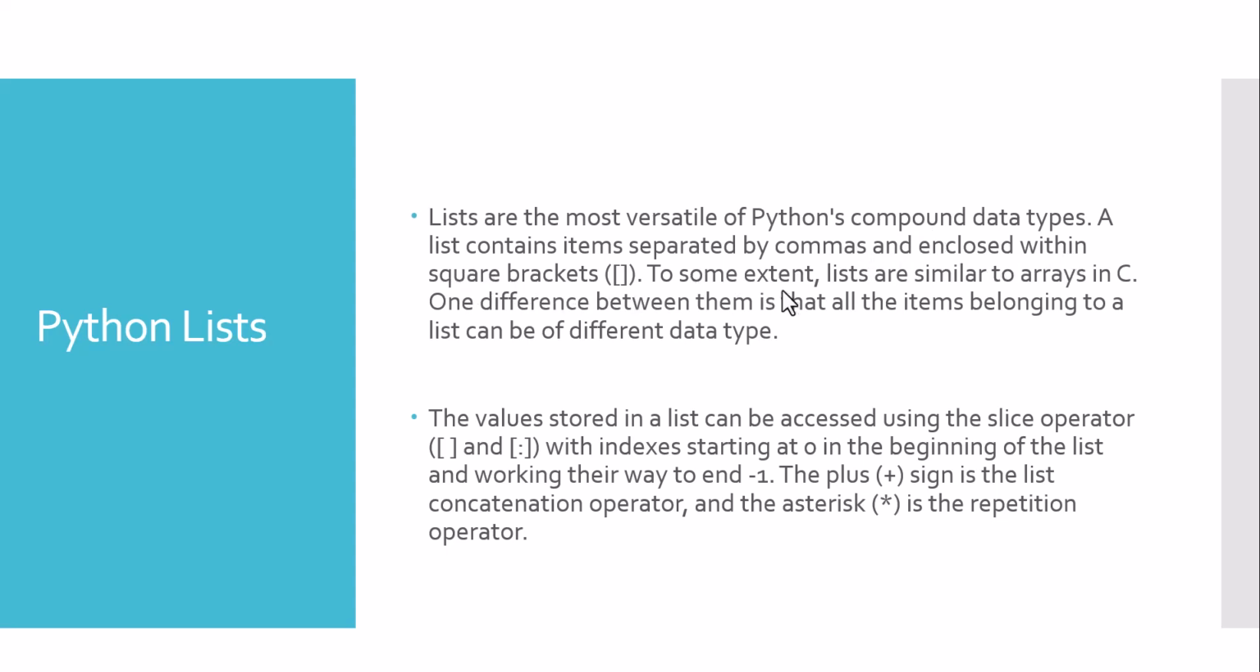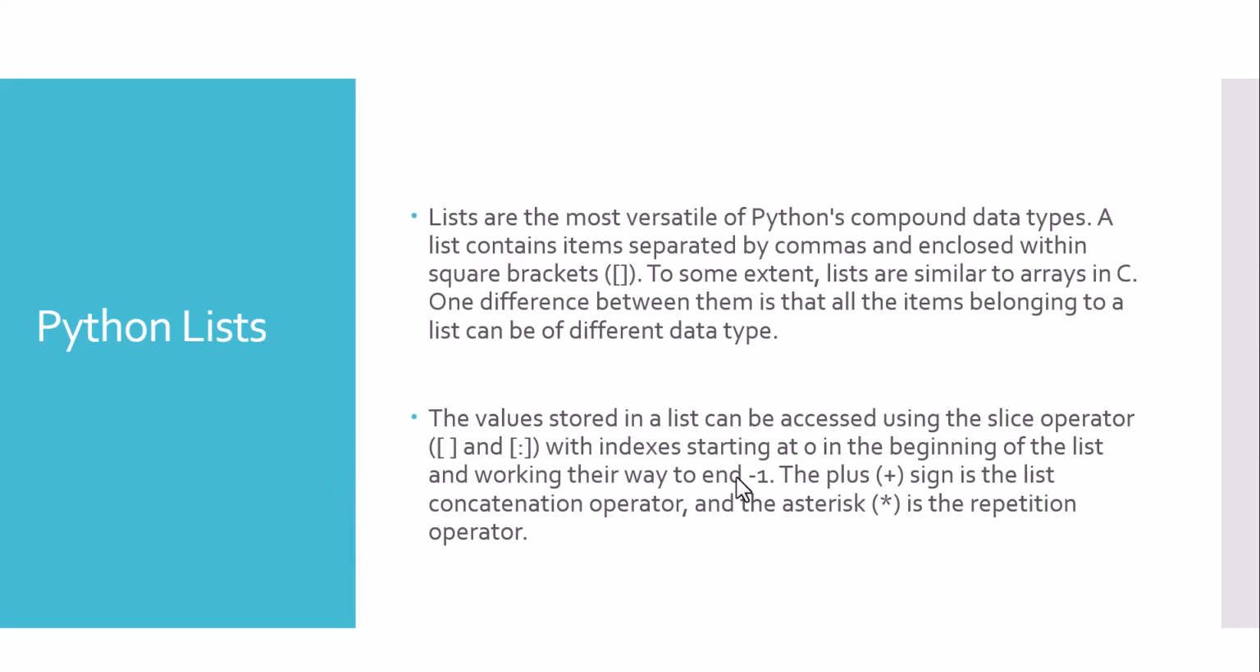To some extent lists are similar to arrays in C. One difference is that all the items belonging to a list can be of different data types. The values stored in the list can be accessed using the slice operator, including and excluding, with indexes starting at 0 at the beginning of the list and working their way to the end at -1. The plus sign is the list concatenation operator and the asterisk is the repetition operator, similar to strings.